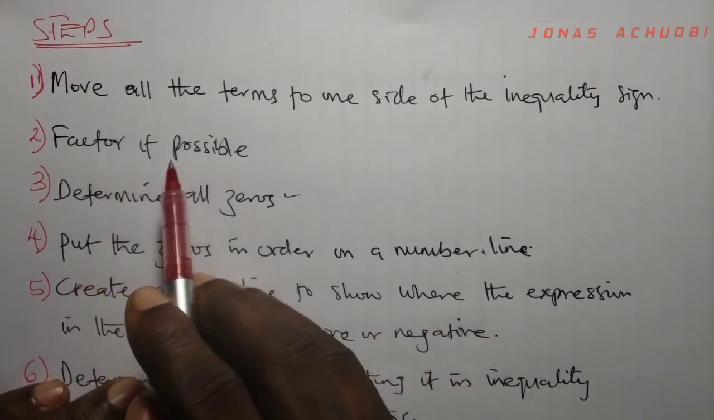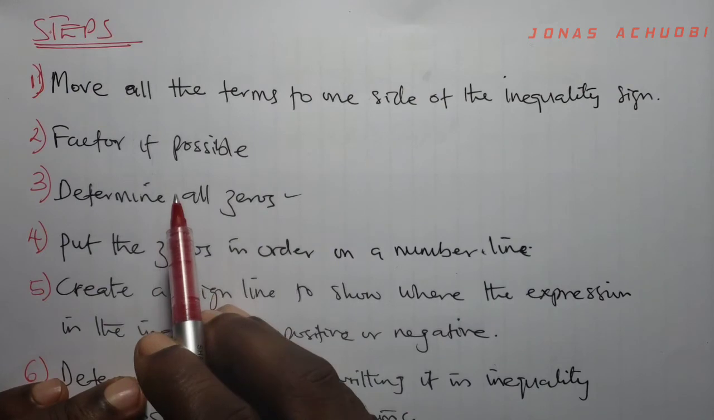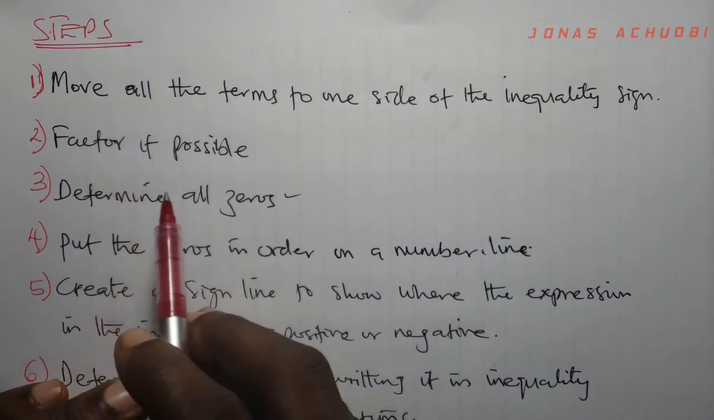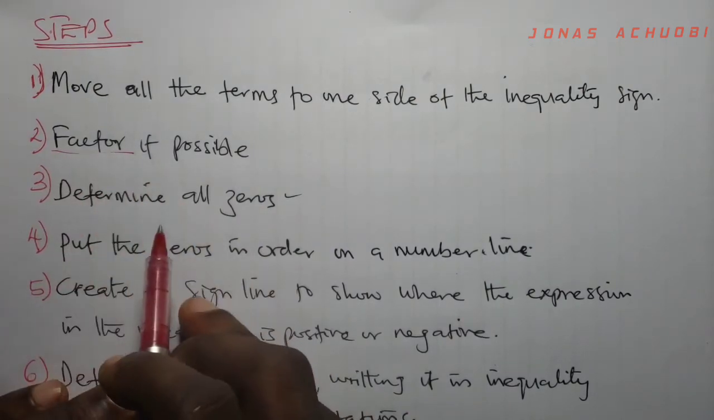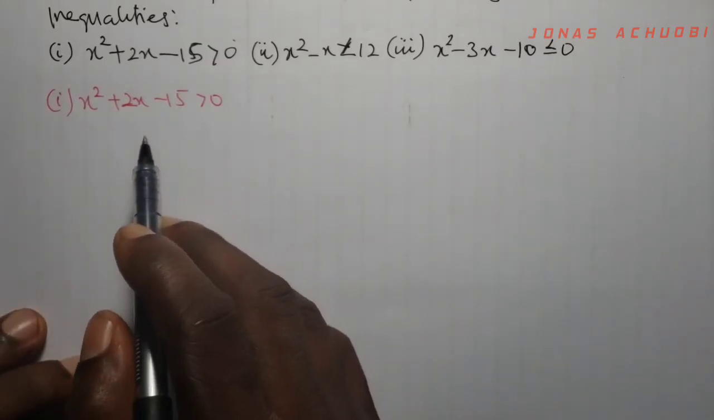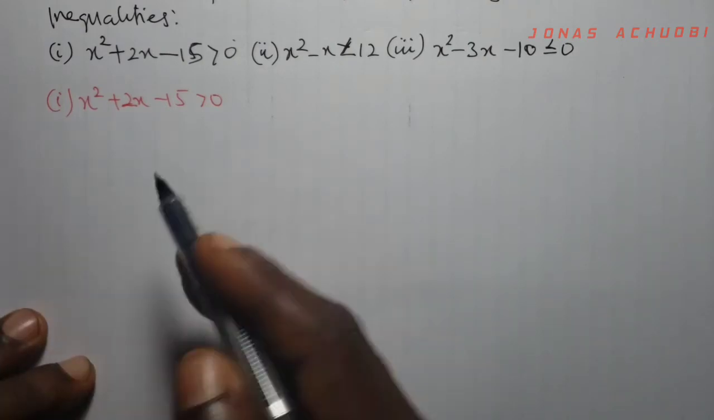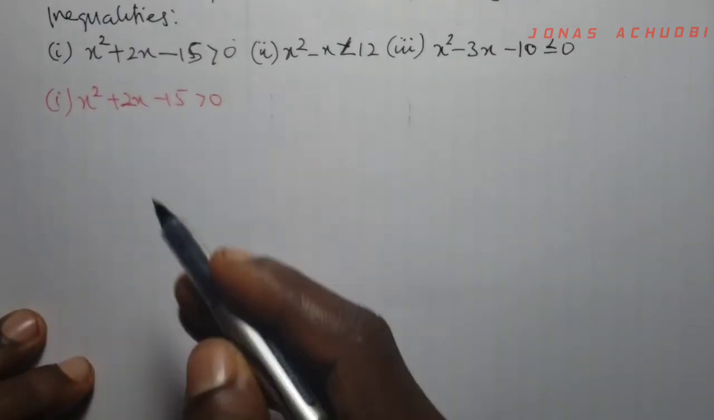Step 2 says we should factor if possible, or if you like, factorize if possible. So we'll now check to see if our problem or example can be factorized, or if we can find factors for it. At this point, we must recall how to solve our quadratic equations, which we have done previously. You can check the description for the video, for the link to the videos.